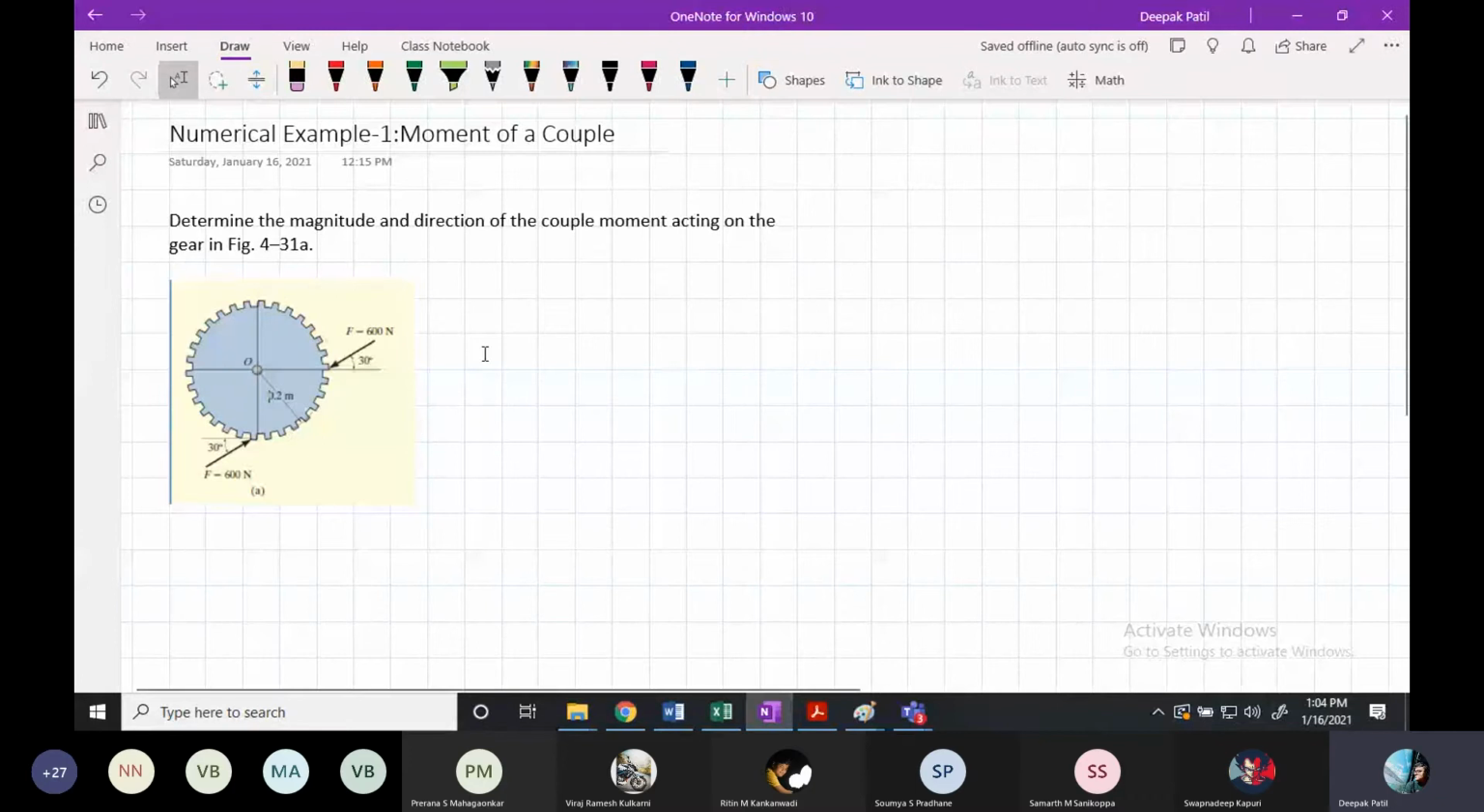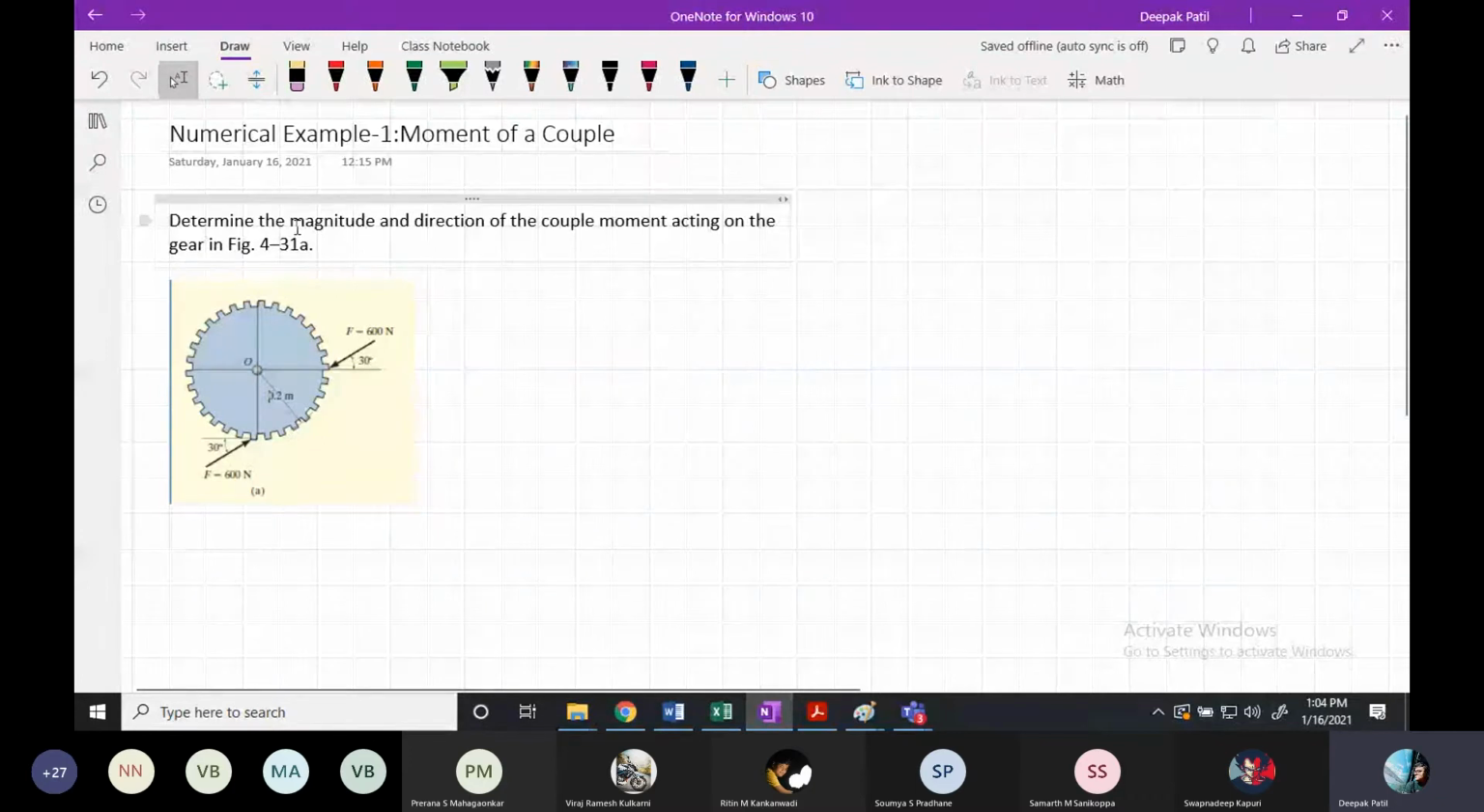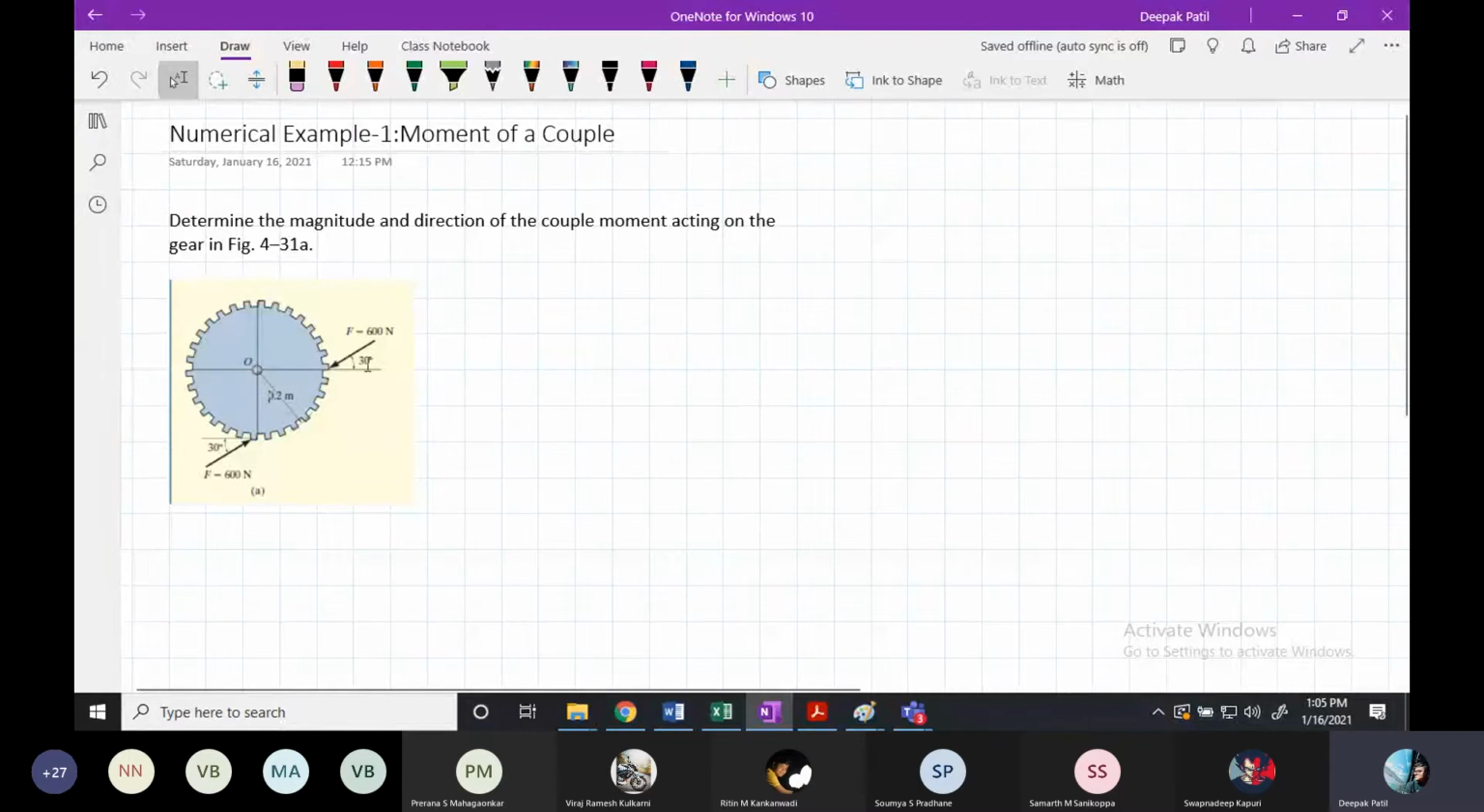Now let me come to the first numerical example. Determine the magnitude and direction of the couple moment acting on the gear. This is a gear and you are required to find the moment of the couple. First you have to see whether these two forces will form a couple or not. Let us check. These two forces are equal in magnitude, 600 Newton and 600 Newton.